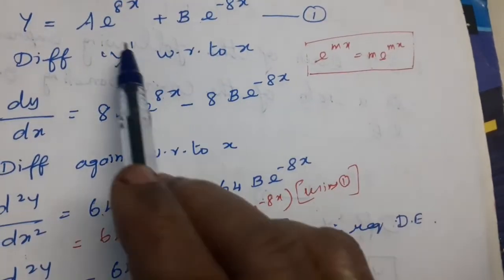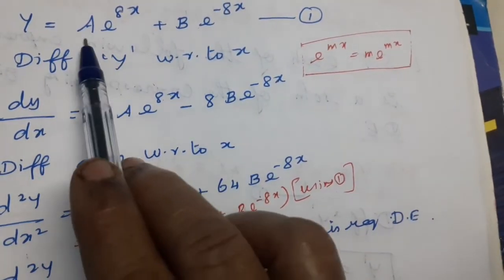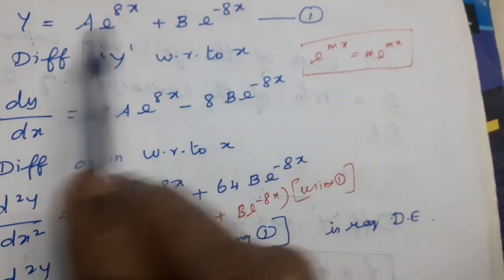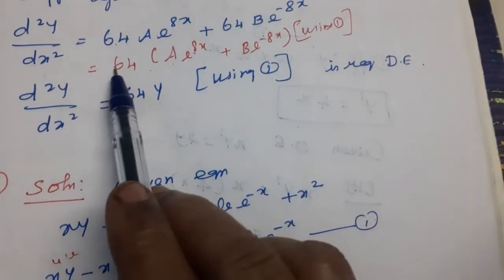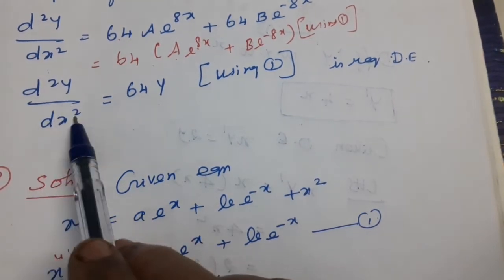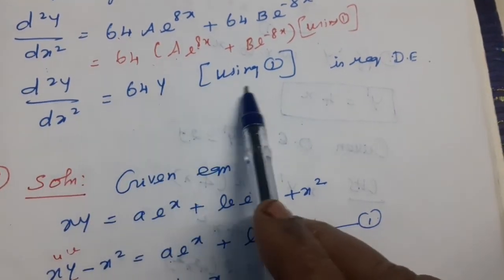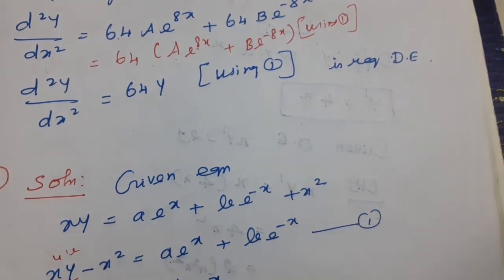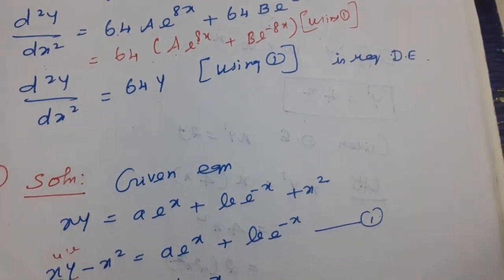Using equation 1. What is equation 1? Instead of a into e power 8x plus b into e power minus 8x, keep it as y. So it is 64y. So d square y by dx square equals 64y, using equation 1. This is the required differential equation of the curve.